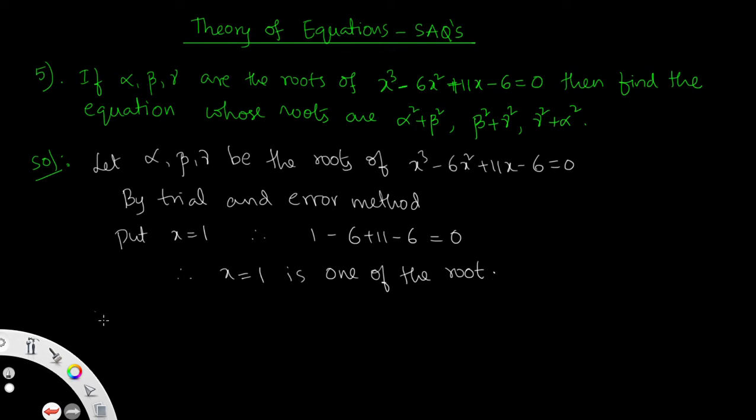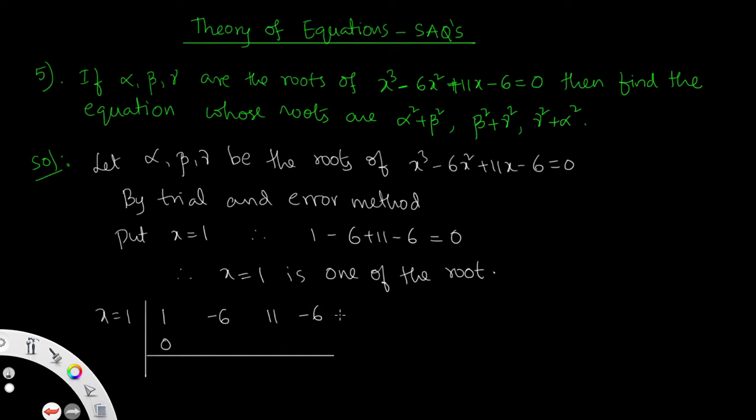Put x equal to 1 here by using synthetic division. Only take the coefficients in the equation: the coefficient of x cube is 1, of x square is minus 6, of x is 11, and then minus 6. That is 1, minus 6, 11 and minus 6. Always put 0 in the first place. That is the method of solving the equation using synthetic division.